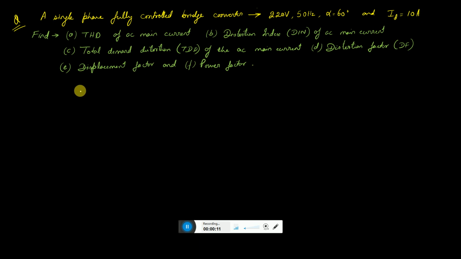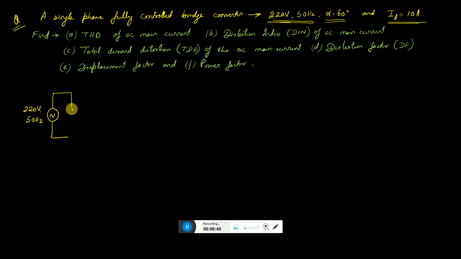A single phase fully controlled bridge converter where the supply is 220 volts and 50 hertz, and the firing angle is 60 degrees and the load current is 10 ampere. ID is 10 ampere. So if we draw this one, here we have the supply voltage, single phase supply, and that is 220 volts, 50 hertz.